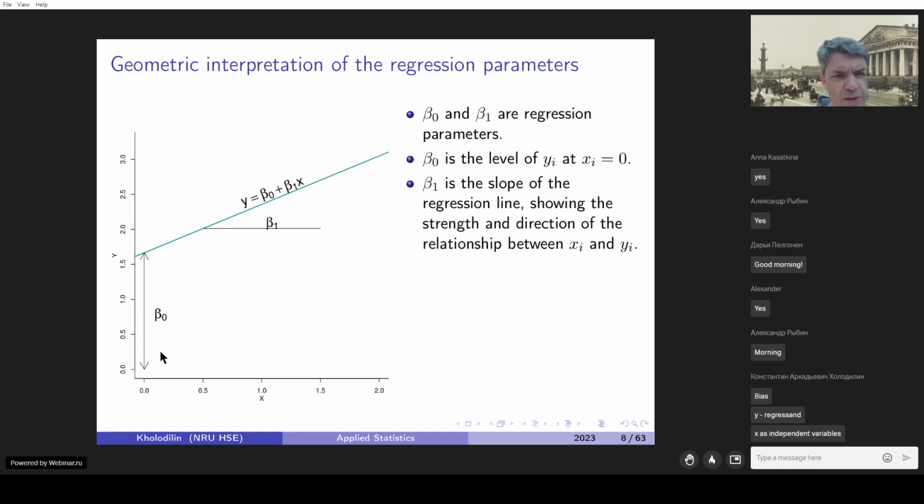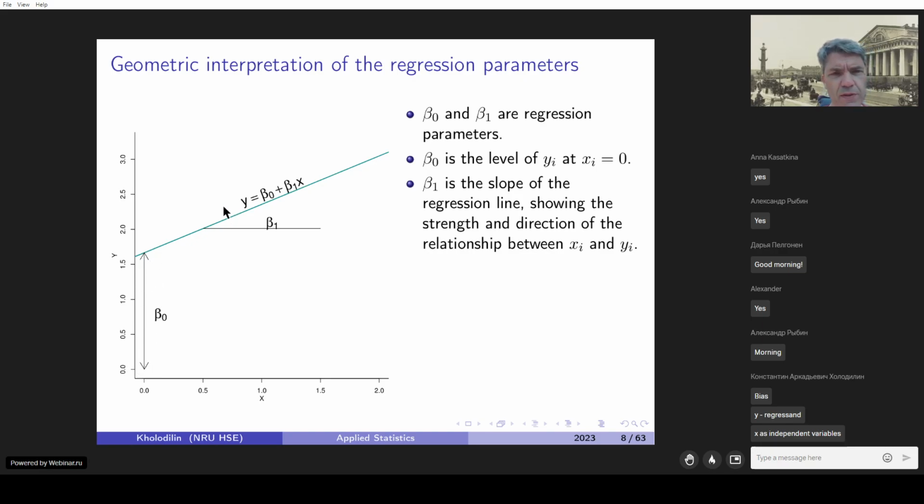So beta 0 is our intercept, a constant, and it can basically be defined as the level of yi, the dependent variable, when our explanatory variable is equal to 0. So here x is equal to 0, and that's the intercept or constant, beta 0.